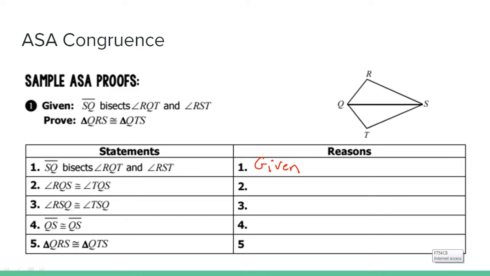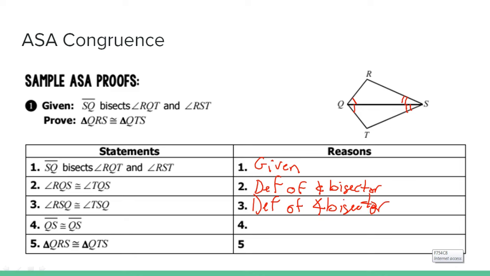When we say that SQ bisects RQT, that means that we've got RQS, this angle right here, and it's going to be congruent to TQS, which is this angle right there. That's the definition of an angle bisector. That's what it means to be an angle bisector. And the same thing is true for step 3. If this same segment QS bisects these two angles on the right-hand side, we have the definition of an angle bisector again.